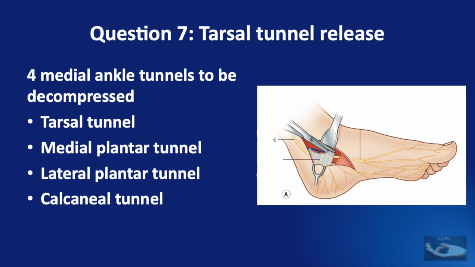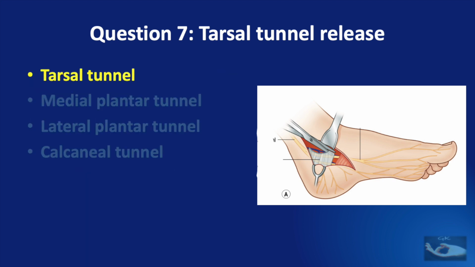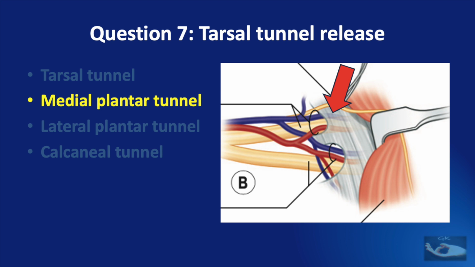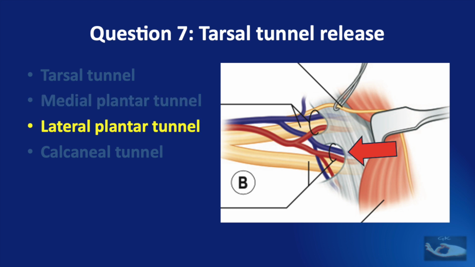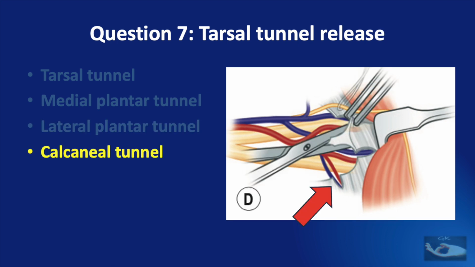When doing a tarsal tunnel release, there are actually 4 medial ankle tunnels to be decompressed: the tarsal tunnel, the medial plantar tunnel, the lateral plantar tunnel, and the calcaneal tunnel. The tarsal tunnel proper is released by dividing the flexor retinaculum, the distal end of which is the origin of the abductor hallucis brevis muscle. The medial plantar tunnel is deep to the abductor hallucis brevis, and by retracting this, the medial plantar vessels are released. Similarly, the lateral plantar vessels are released and the calcaneal branches are also released.